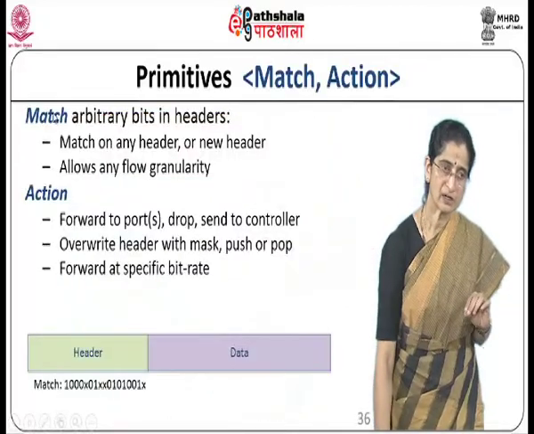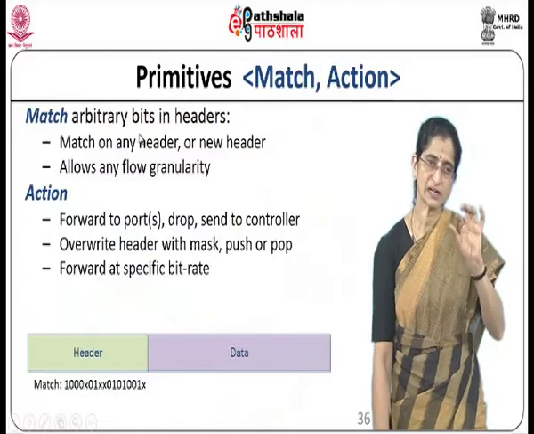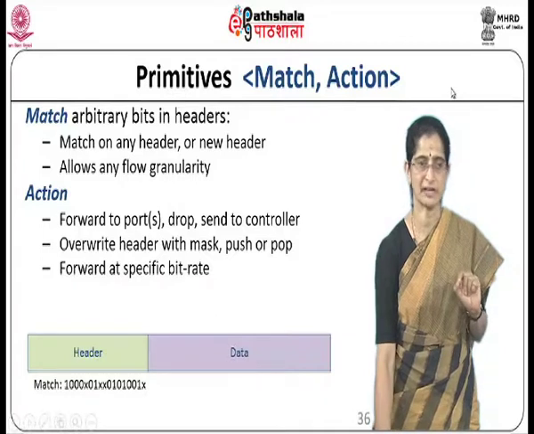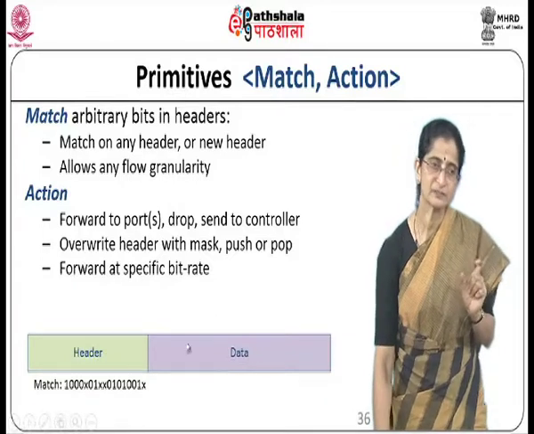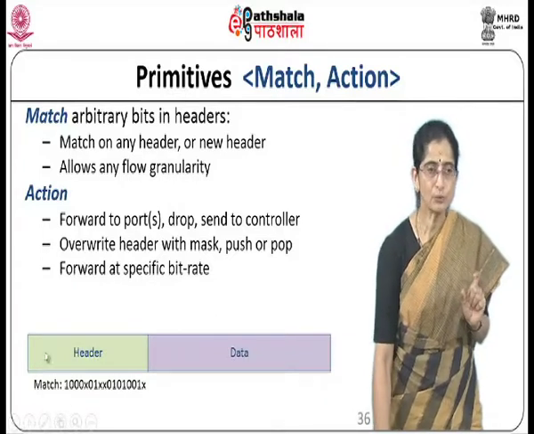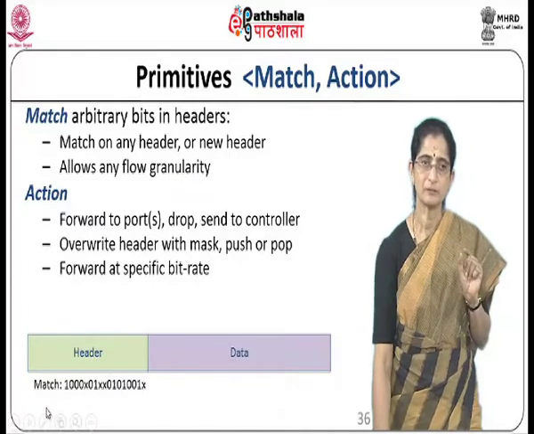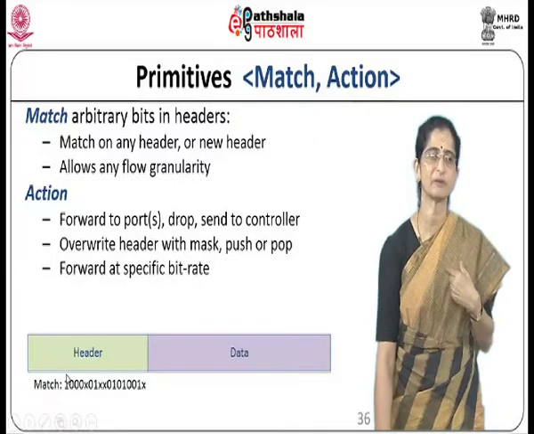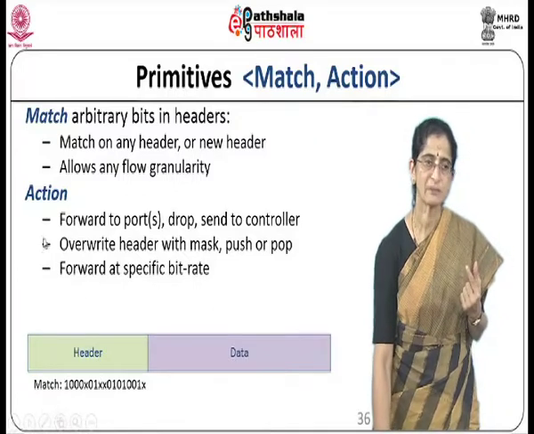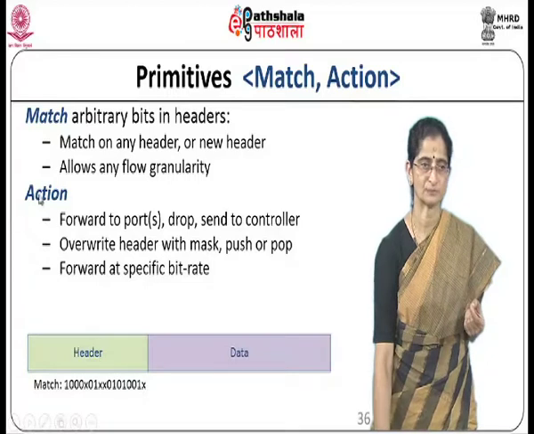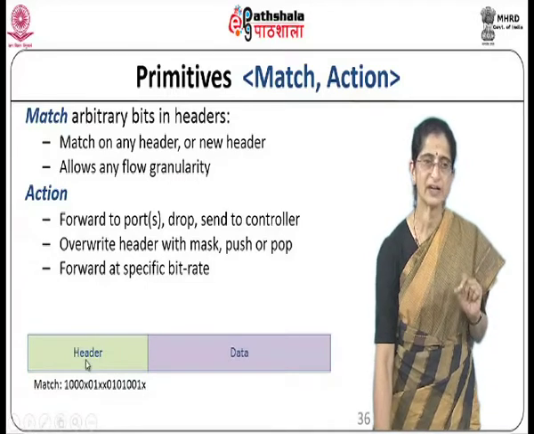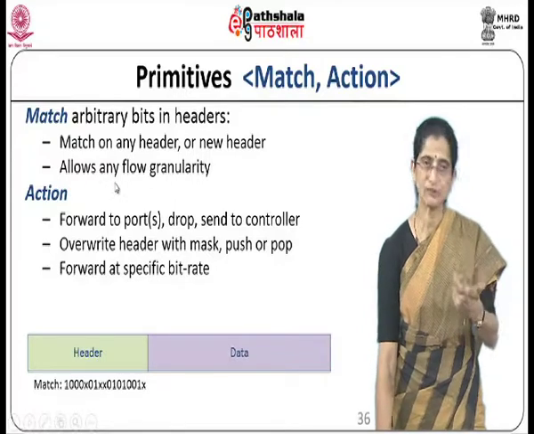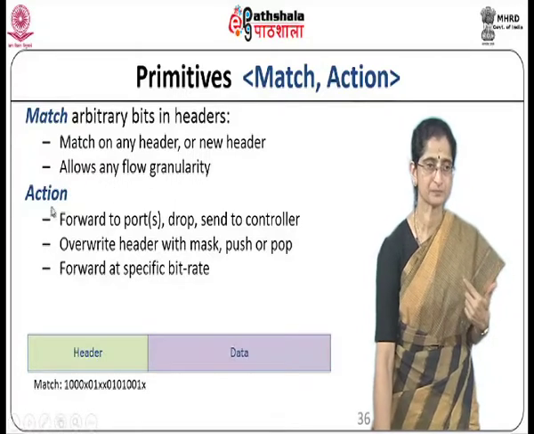Now, coming to the rules that are there, we said that there are flow rules. Now, what do the rules look like? The rules normally are of the form match comma action, that is, you look at the header of the packet, you match for a particular bit pattern and see if it matches with whatever pattern you have. If it matches, then you specify an action that is to be taken. So, you can match on any of the header bits or you can add a new header also, and at any flow granularity you can check this.